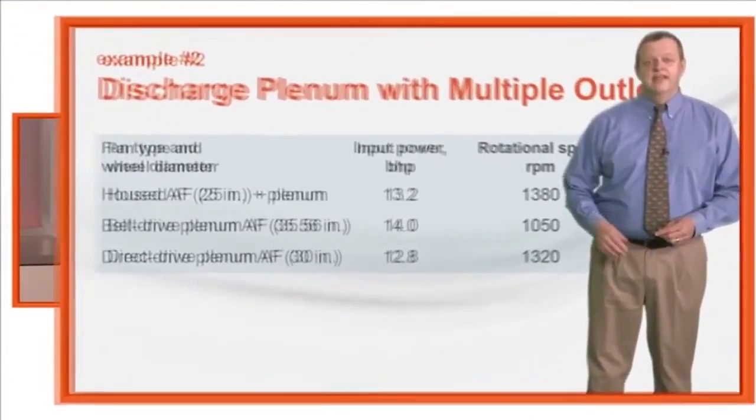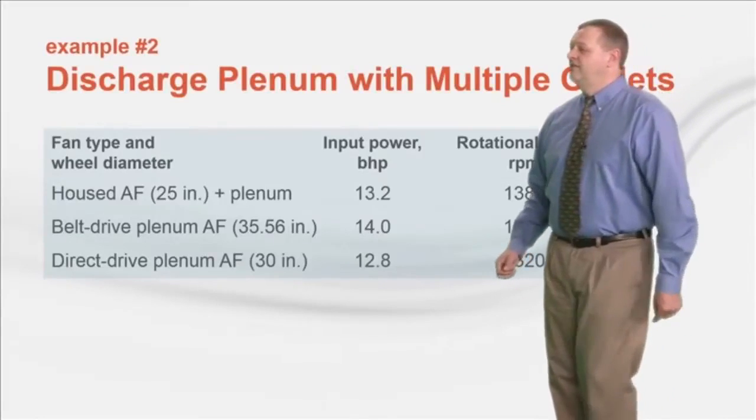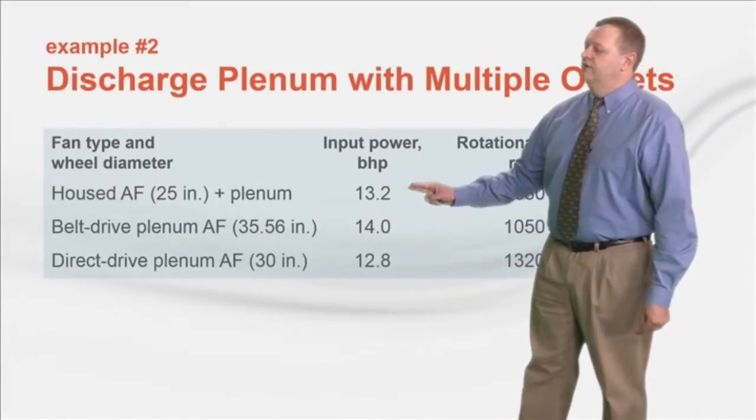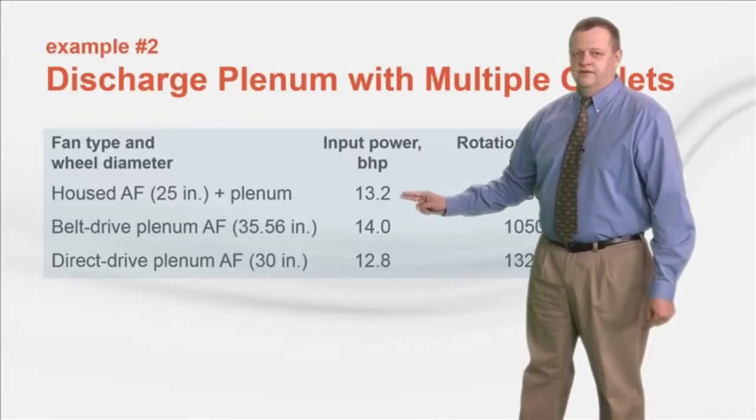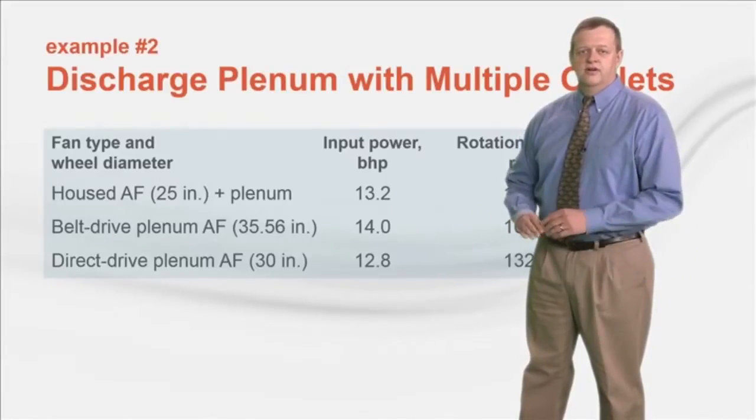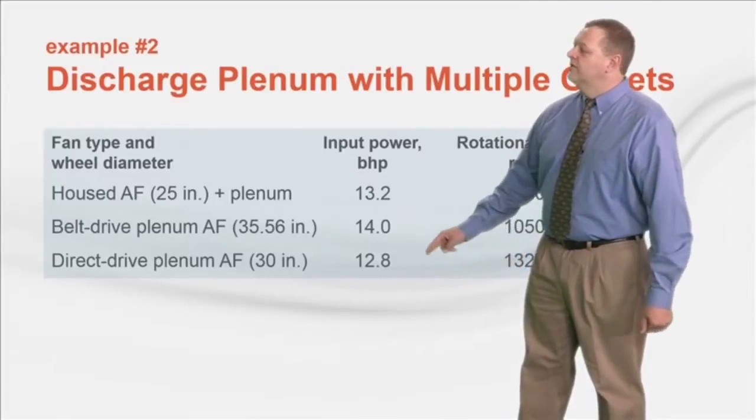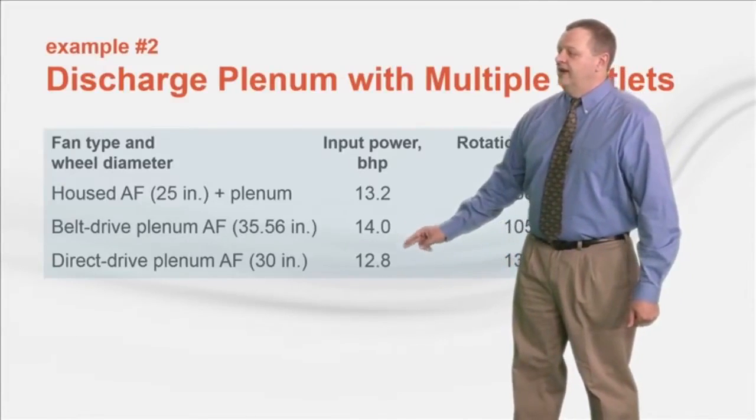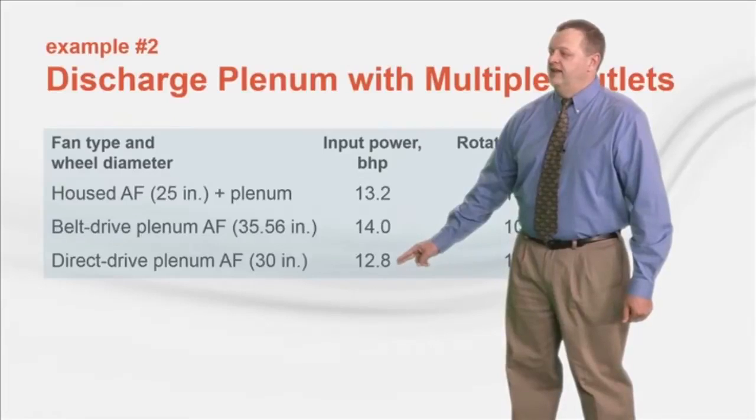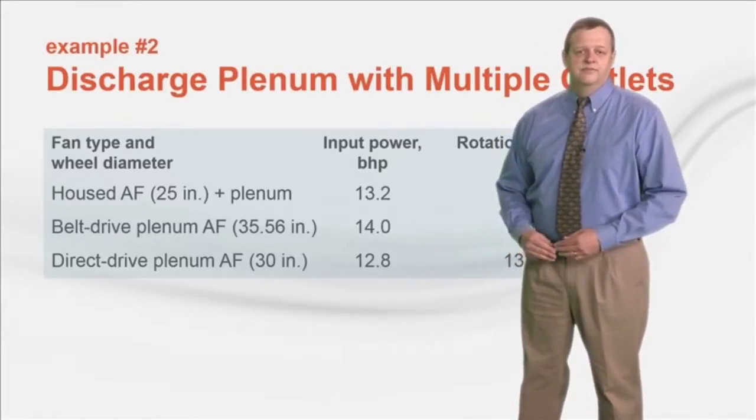In our example, adding a discharge plenum to the housed airfoil fan increases its brake horsepower from 11.8 to 13.2, since it no longer discharges into a straight section of duct. This is still lower than the belt drive plenum fan, but now the input power for the direct drive plenum fan is less than the housed airfoil.